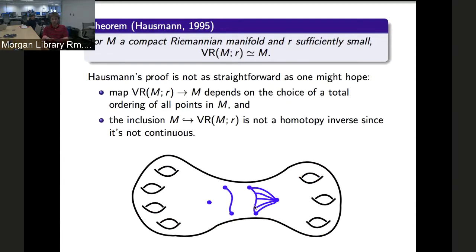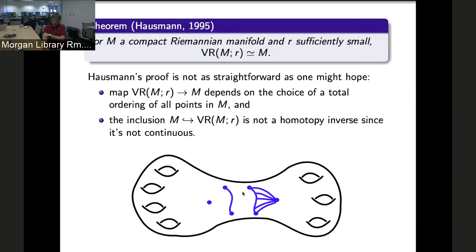Now, when we try to map in 2-dimensional simplices and higher, Hausmann's proof gets a little ugly. So he needs to choose a total order of all the points in his manifold. And for most manifolds, there's no way to pick an order of all the points. You can sort of use the axiom of choice to get some order. But Hausmann's map from the Rips complex to the manifold depends on that choice of a total order. So if you choose a different total order, you're going to get a different map. So Hausmann's map, I would say, is very non-canonical.